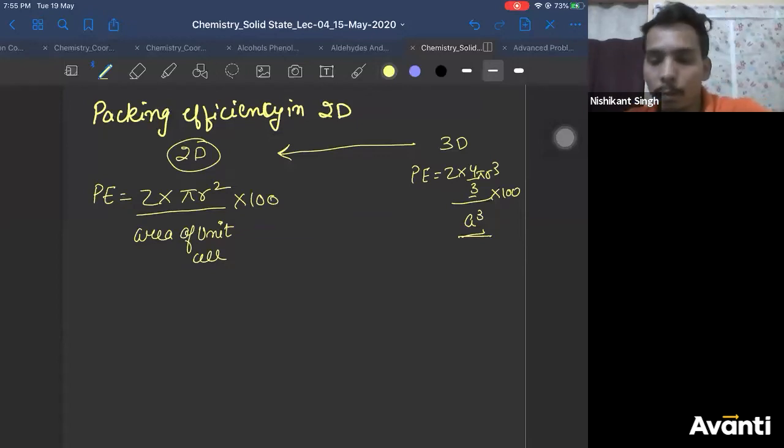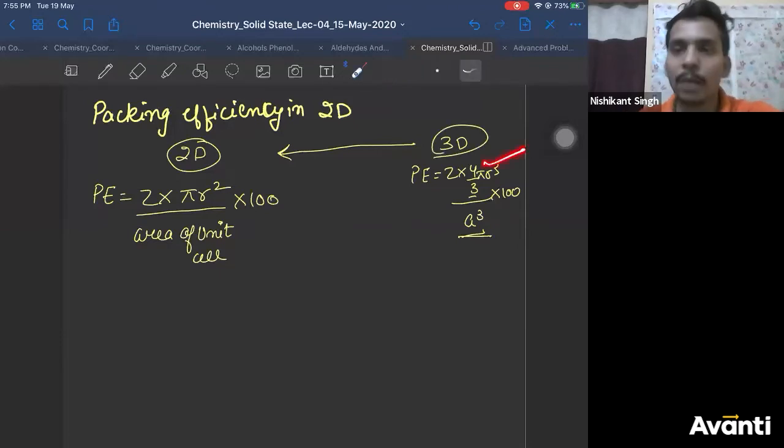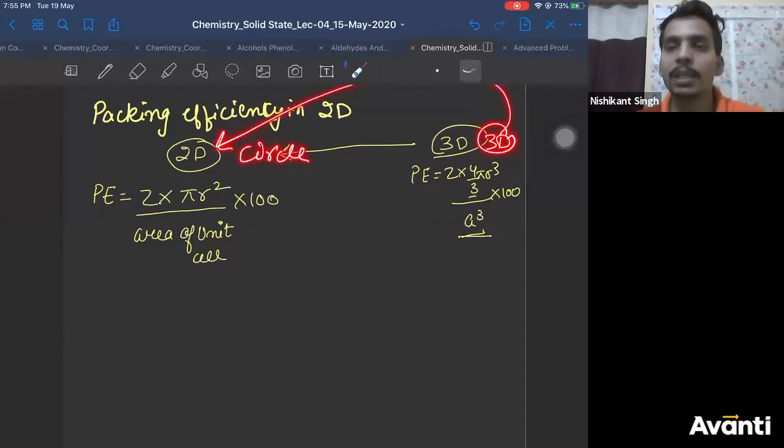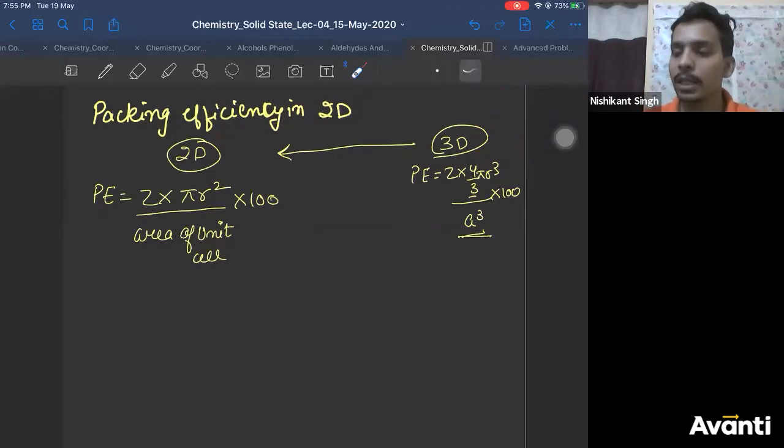So what I was saying here was, in 3-dimensional, your formula is this. In 2-dimensional, your sphere volume will be replaced by area, and 3-dimensional object sphere, its 2-dimensional object will be circle, right? Sphere is a 3-dimensional object. If you consider it in 2-dimensional, then it will be a circle. So instead of volume of sphere, you will take area of circle. Instead of volume of unit cell, you will take area of unit cell. That is the change you will observe, right?